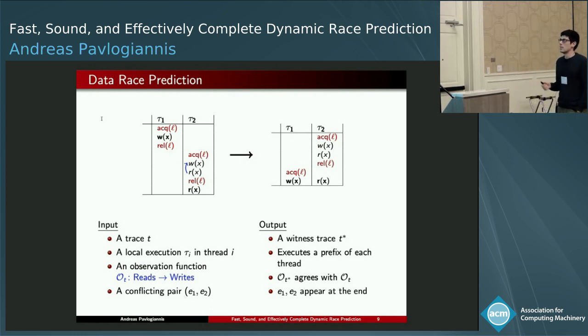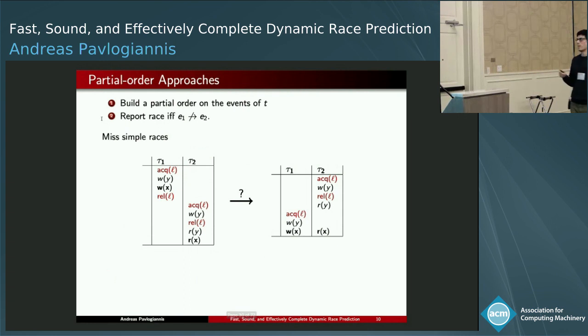Right. Now, back to literature, most of these techniques, at least the ones that I'm aware of, are partial order-based heuristics. The idea is that you build a partial order over the events of your input trace, and you report that E1 and E2 are in race if they're unordered by this partial order. Now, unfortunately, virtually all such approaches miss simple races like the one shown in this figure, where we have a data race between WX and RX exposed by the witness trace here.